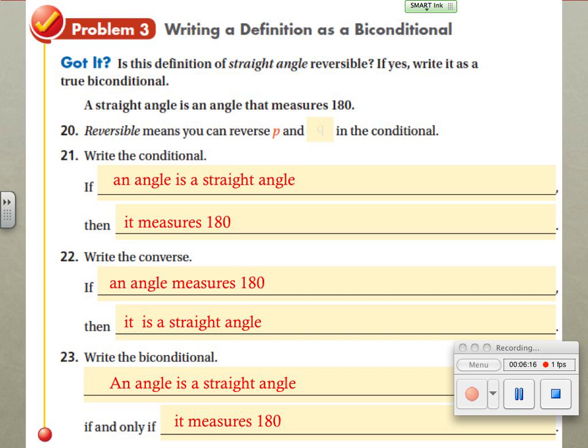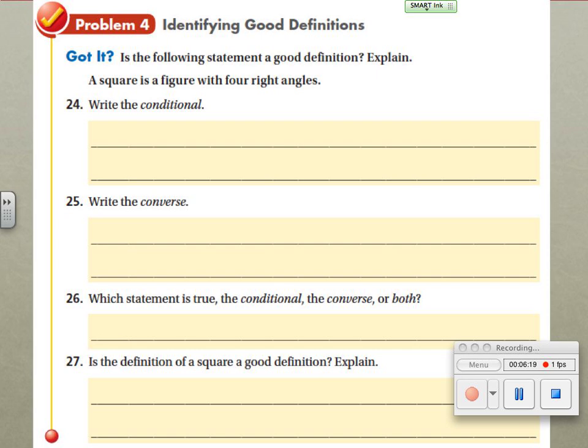Is the following statement a good definition? Please explain. A square is a figure with 4 right angles. So first let's write that as a conditional statement. If a figure is a square, then it has 4 right angles. That is a true statement. Let's write the converse of that, though. If a figure has 4 right angles, then it is a square.